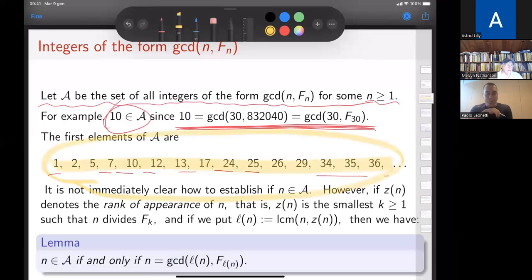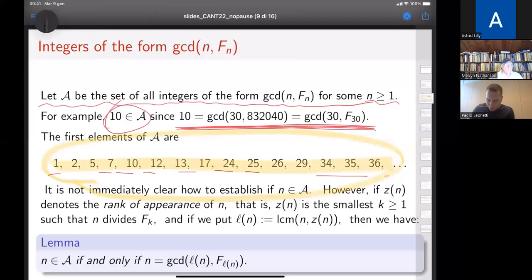Now, to have a concrete criterion to establish whether an integer belongs or not to calligraphic K, we have to use the rank of appearance of a positive integer n. So, given n, we define the rank of appearance as the smallest k such that n divides F of k. It is the smallest possible integer k such that n divides F of k. And it is denoted by zeta of n. And moreover, we define L of n to be the least common multiple between n and the rank of appearance of n.